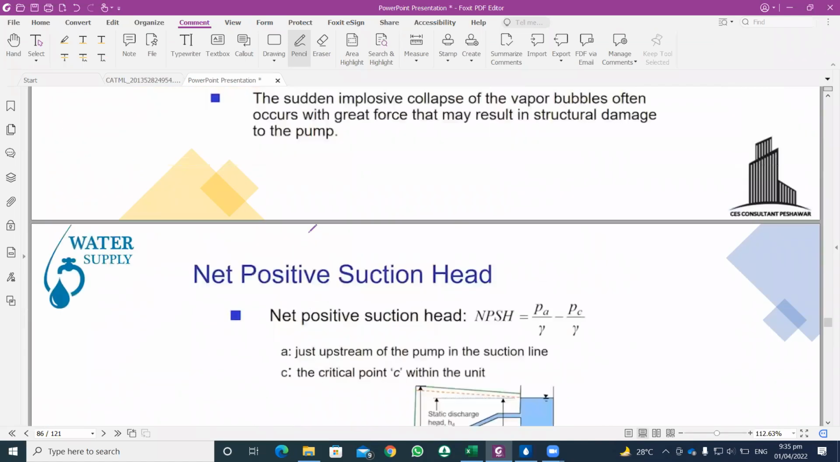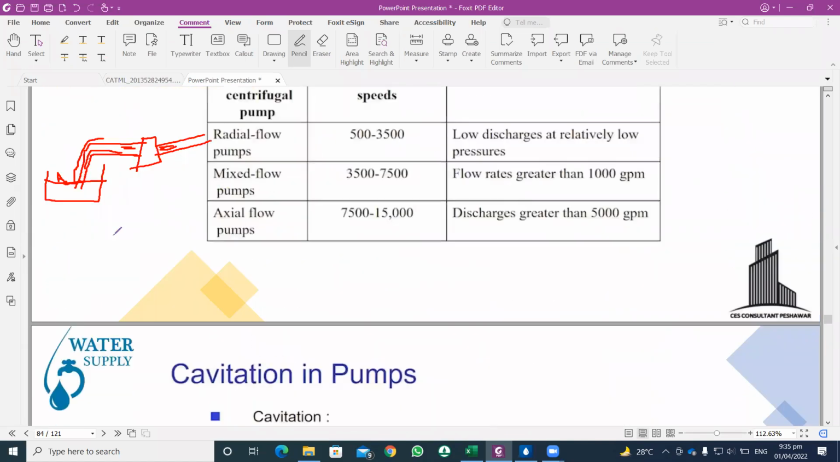So basically, in order to design a centrifugal pump, the net positive suction head is basically how much the pump should be placed above the surface of the water at the reservoir in order to avoid cavitation.